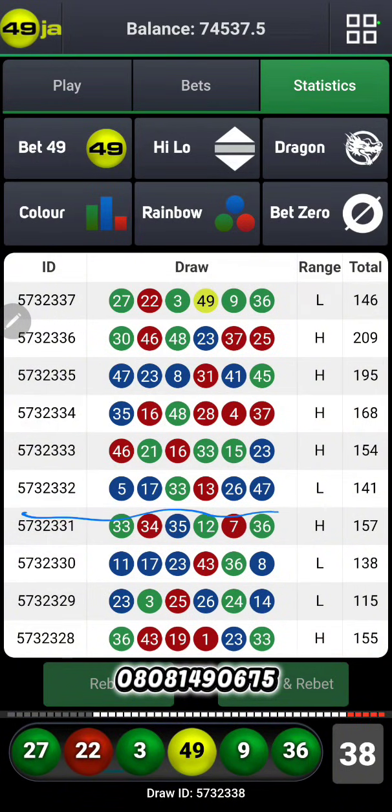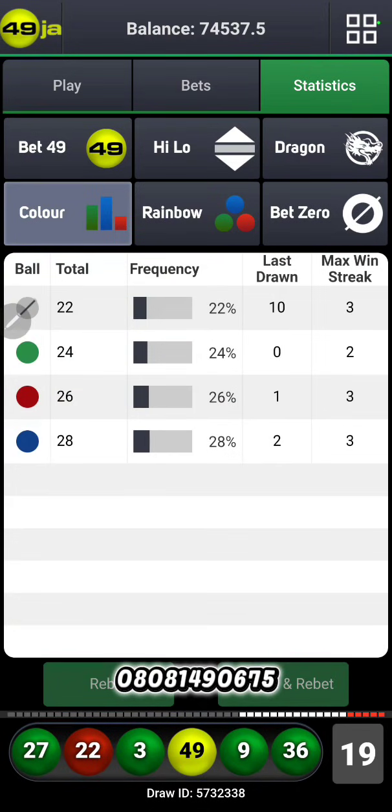So let's look at 6 gameplays from ID 32. Green, red, blue. Red, green, blue. 2-2. So it's quite balanced now. We are in the lagging phase. You don't expect green to start dropping. Green will start dropping after dominance has left its side. Let's look at the last 10 draws.